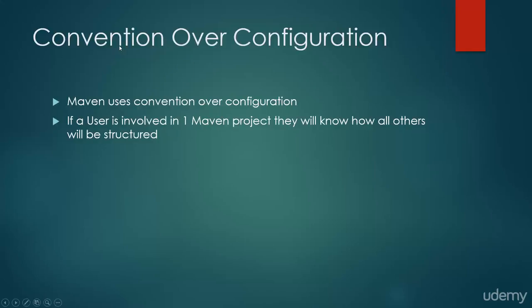Maven uses a convention over configuration kind of model. Now, what does that mean? Well, Maven kind of does everything by file structure. All the jar files go here, all the test files go here, all the Java files go here, and so on and so forth. So through a file structure kind of rule base, Maven keeps everything always the same. And what's the benefit to that is if a user is involved in one Maven project, they generally know how all the other projects are going to go.